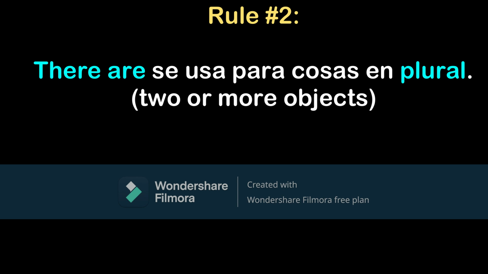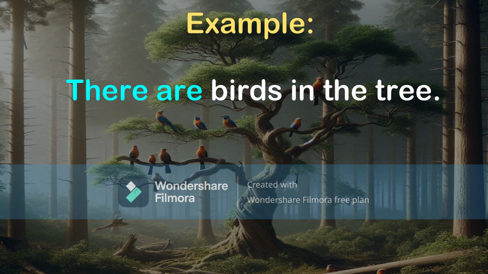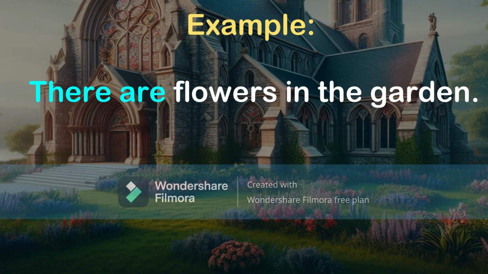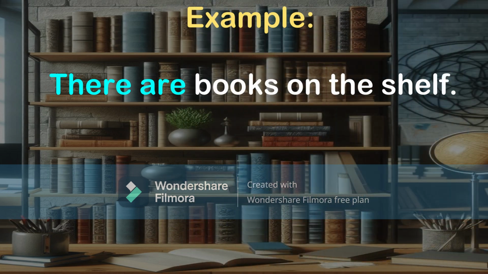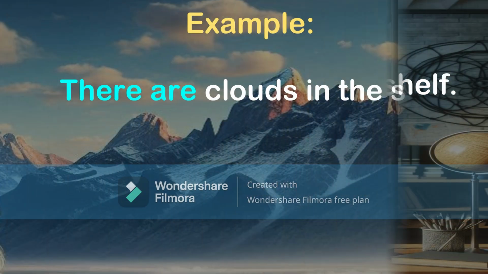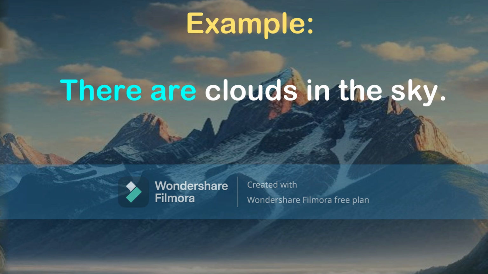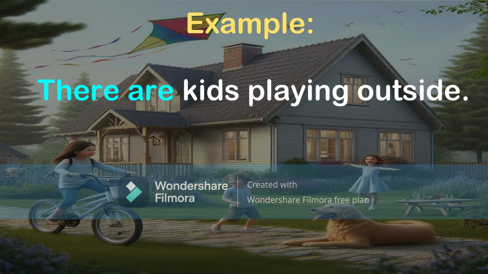Rule number 2. There are is used for when there's more than 2 objects. For example, there are birds in the tree. There are flowers in the garden. There are books on the shelf. There are clouds in the sky. There are kids playing outside.